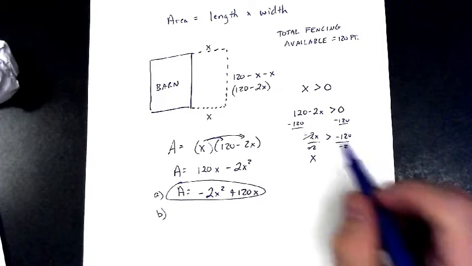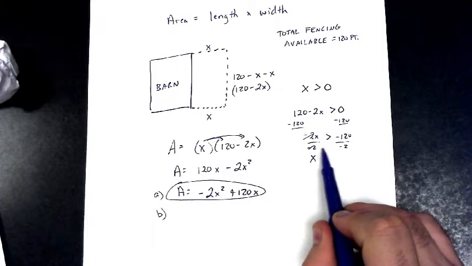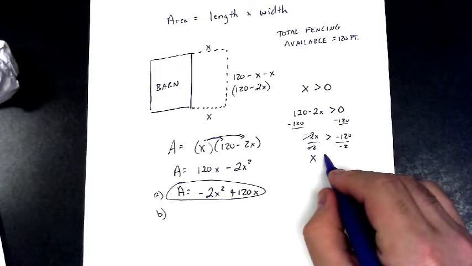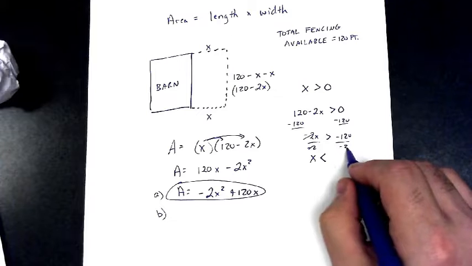which leaves us with x. Now remember, when you divide by a negative number on both sides of an inequality sign, that inequality sign has to flip. Negative divided by negative is positive. 120 divided by 2 is 60.